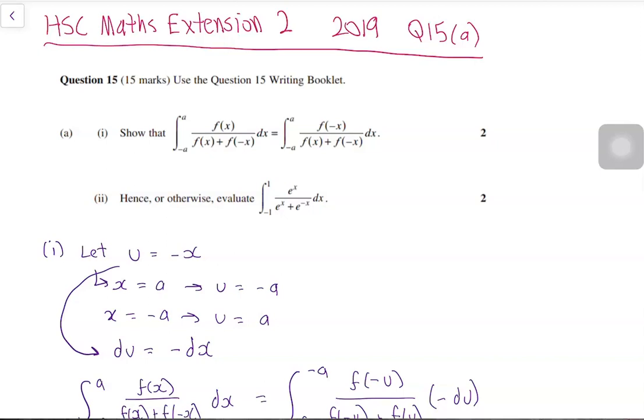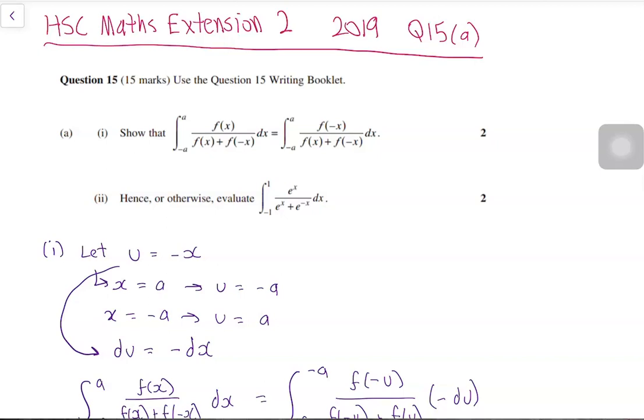In this video, we'll be having a look at the following integration problem from the HSC Maths Extension 2 2019 exam, question 15a. The first part is to show that the integral from minus a to a of f of x over f of x plus f of negative x dx is equal to the integral from negative a to a of f of minus x over f of x plus f of minus x dx. This is supposed to apply for any functions f of x and any value of a.